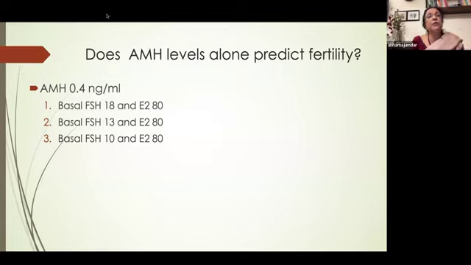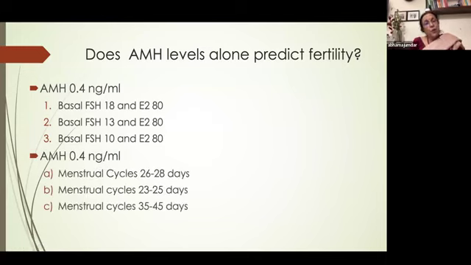I want all of you to write in the chat box, what do you think, which patient, the AMH is equal in all, but which patient will respond best to ovulation stimulation out of these 3? Write in the chat box. We'll see the answers later on. 1, 2, or 3. Then I give you another question.